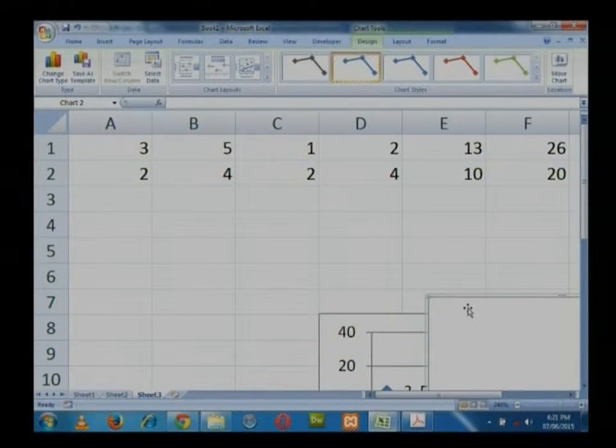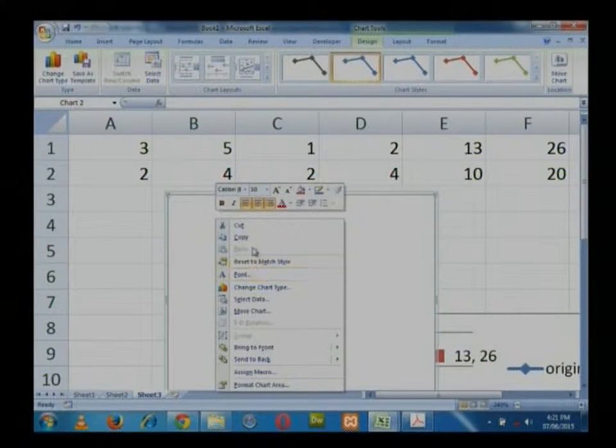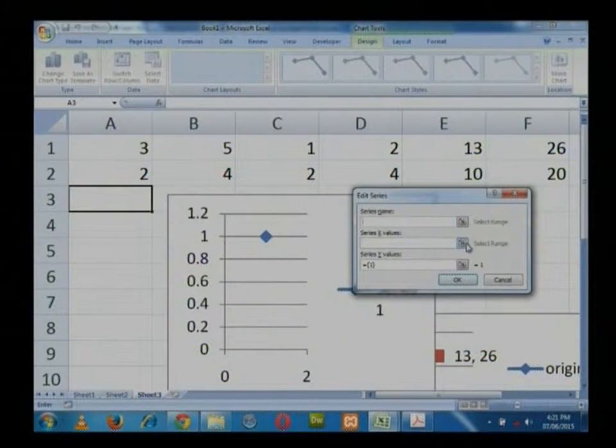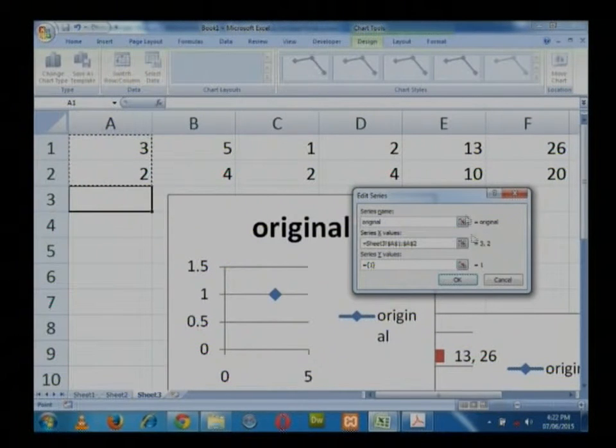No, take it to the next line. The next scatter. Shift 3 or 5 or 18, 26.